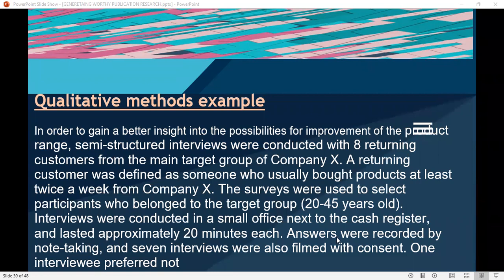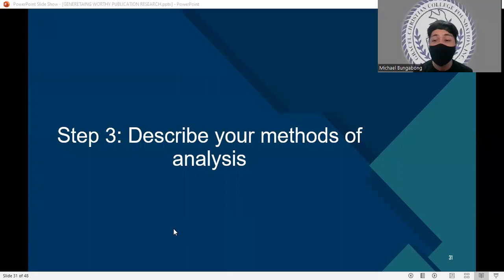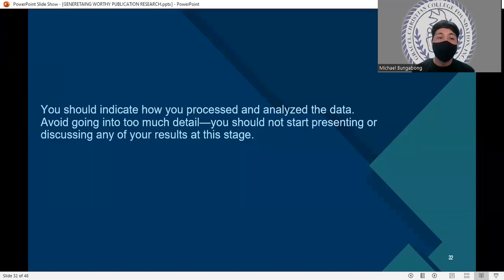So for now, let's just consider the qualitative method example that we have in here. Now, in step 3, what you need to do is to describe your methods of analysis. So how are you going to do that? Since we're saying that you have to describe the methods of analysis, there's a time for understanding the data that you gather, right? So you should indicate how you process and analyze the data. Avoid going into too much detail. You should not start presenting or discussing any of your result at this stage, not yet.